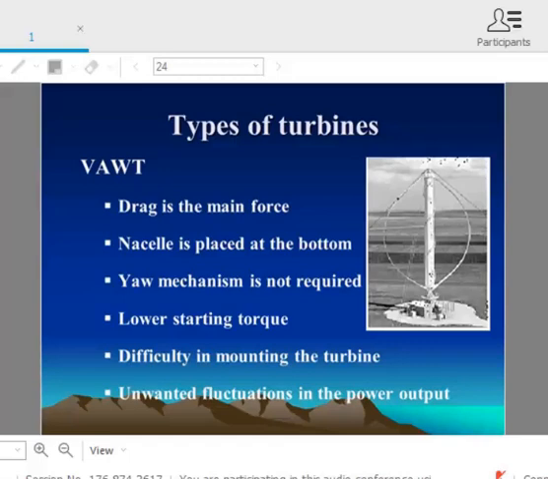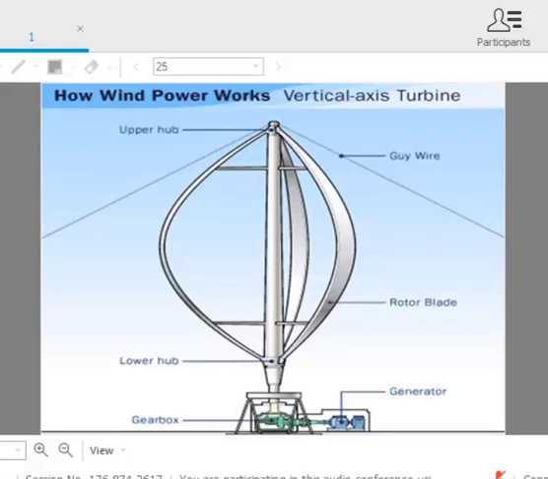Similar kind of information is available, the same thing on many sites. So this is also going on. Types of turbine, that is vertical. This is vertical axis type. Okay, and now you can see this is also a vertical axis turbine.